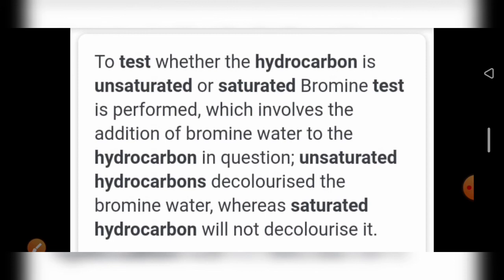Okay, now you take one test tube, take 5 ml of the given solution, and pour 2 or 3 drops of bromine water. Whether the color is decolorized: the bromine water color is orange, and if it decolorizes, that means unsaturation. If the color does not change and remains in the solution, that means it is saturated.